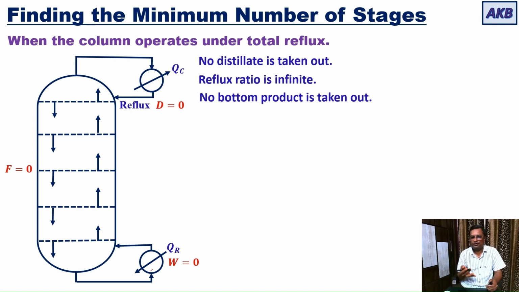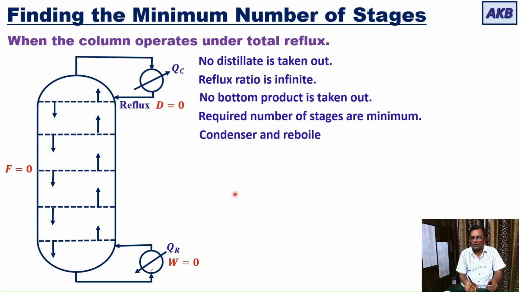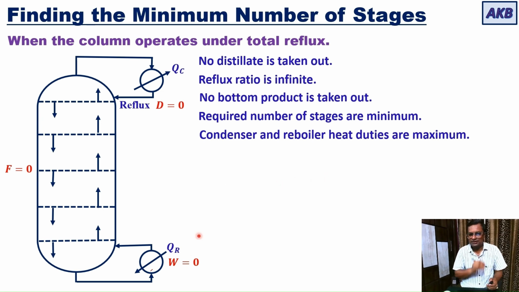I have a separate video on distillation under total reflux on my channel. Please watch that. So no bottom product is taken out. The required number of stages is minimum, and now we are going to learn how to find that minimum number of stages. And the condenser and reboiler duties are maximum. Why are those maximum? Again, please watch my video on distillation under total reflux. You'll get the answer to this question.